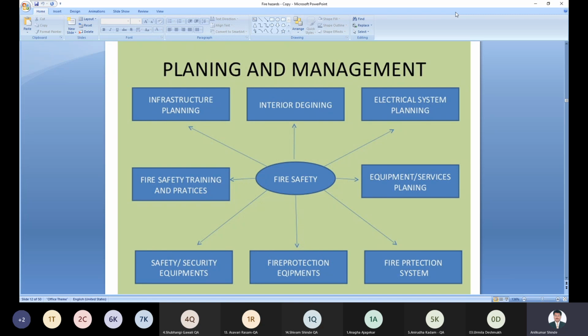Then equipment and services planning: after purchasing equipment, where you install it and how you supply energy or electricity power to that particular equipment. This requires planning. Then the fire protection system: if there is a fire, how can we prevent it? We require a fire protection system and fire protection equipment to avoid the problem. Safety and security equipment should also be required. Then fire safety training and practices. These should all be considered when you plan, to overcome problems during a fire.